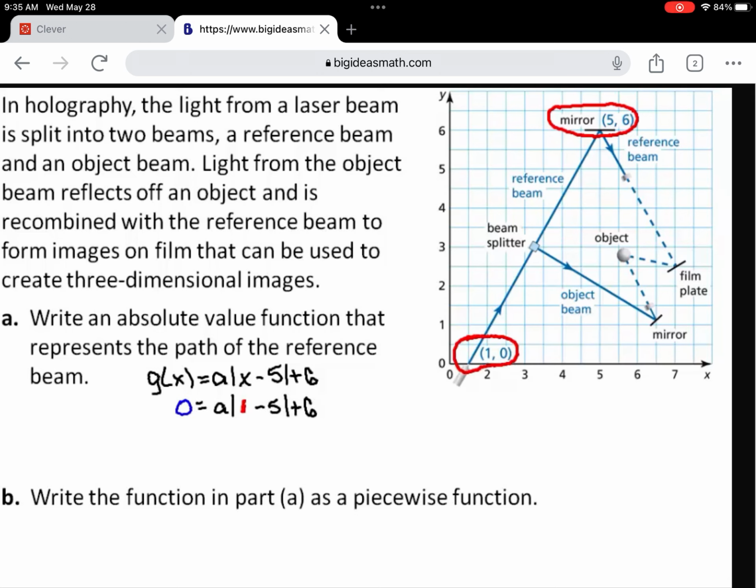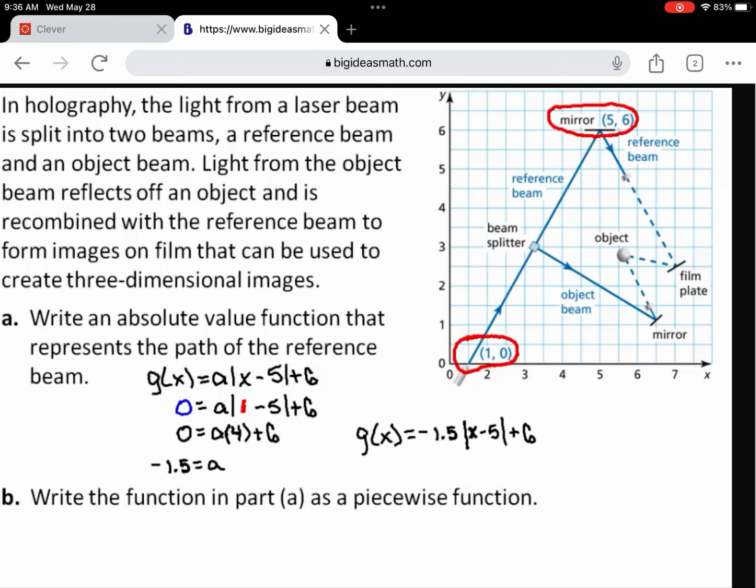The absolute value of the quantity 1 minus 5 is 4. So you have 0 equals a times 4 plus 6. Solving for a, you get negative 1 and 5/10 equals a. So the function g of x equals negative 1 and 5/10 times the absolute value of the quantity x minus 5, plus 6 represents the path of the reference beam.